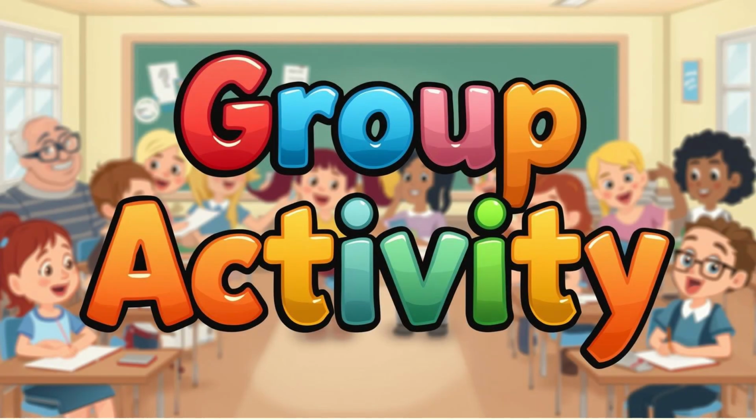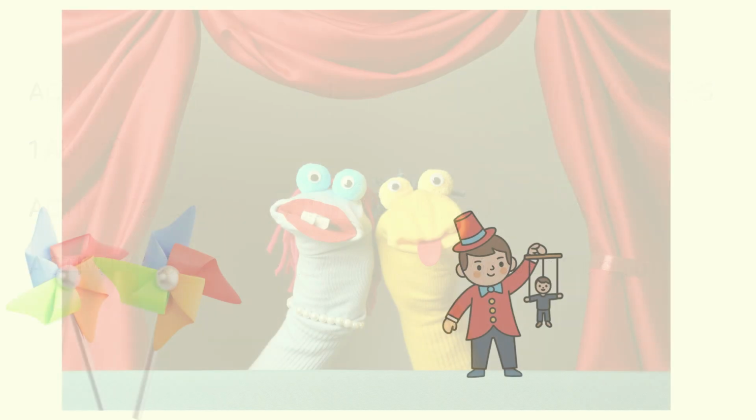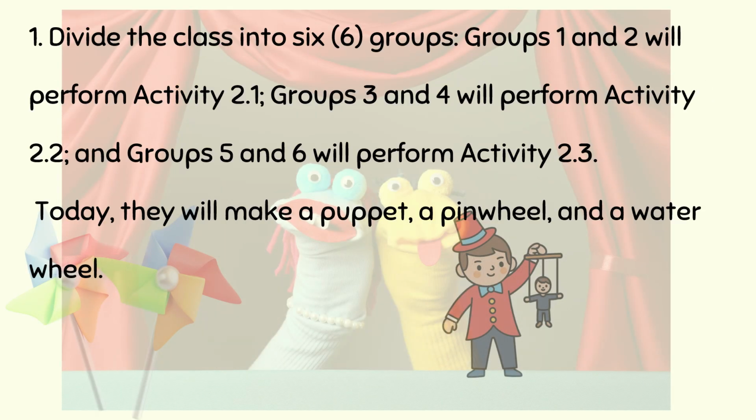Let's proceed to our group activity. Now for Activity 2.1, making a push and pull puppet, groups 1 and 2. Activity 2.2, making a pinwheel, groups 3 and 4. Activity 2.3, making a water wheel, groups 5 and 6. Divide the class into 6 groups. Groups 1 and 2 will perform Activity 2.1, groups 3 and 4 will perform Activity 2.2, and groups 5 and 6 will perform Activity 2.3. Today, they will make a puppet, a pinwheel, and a water wheel.